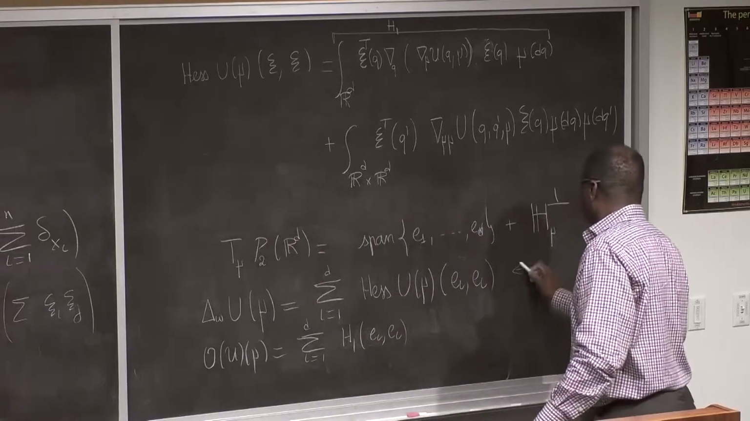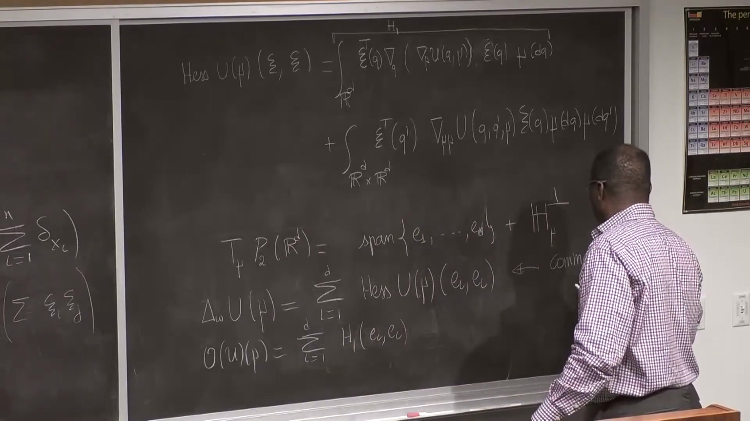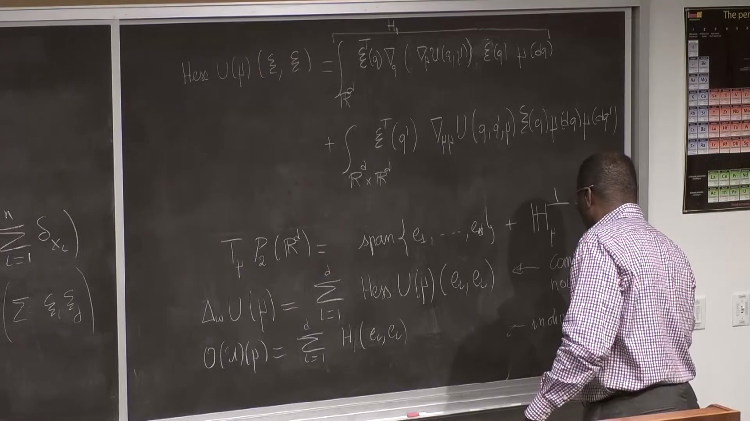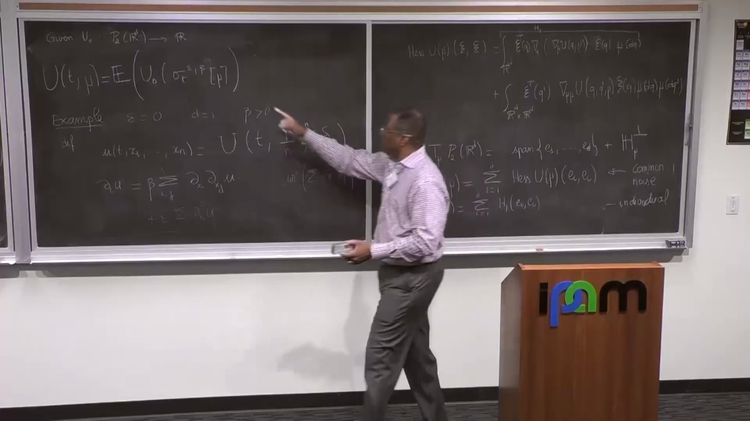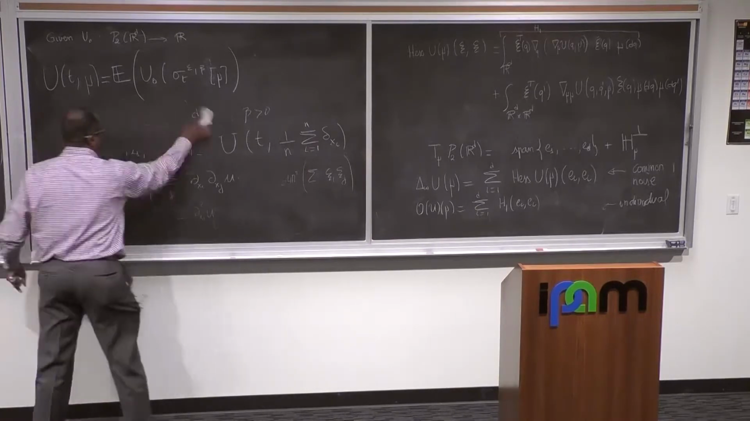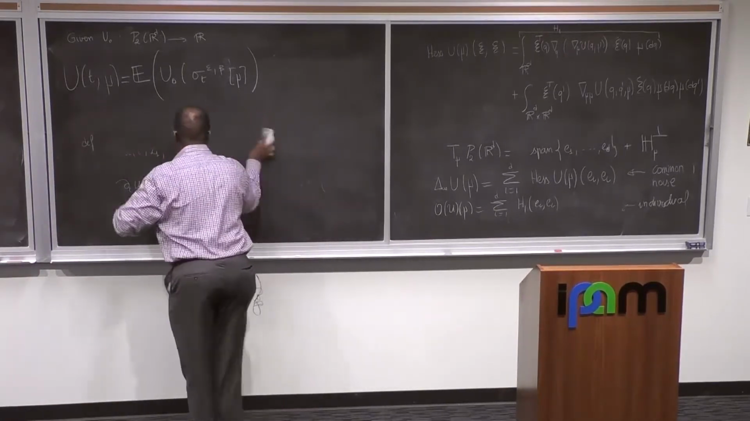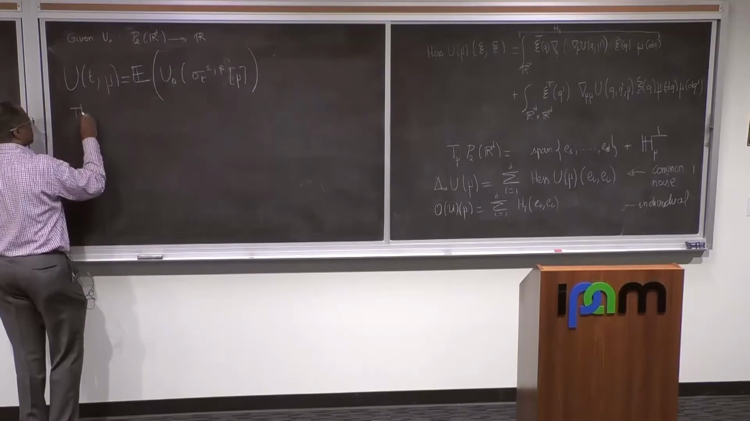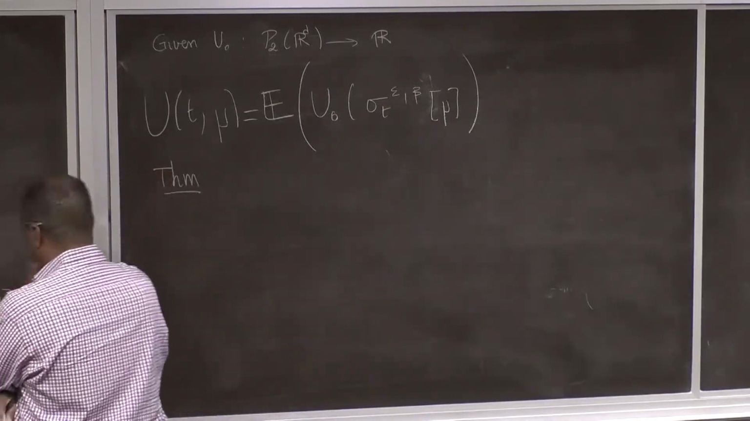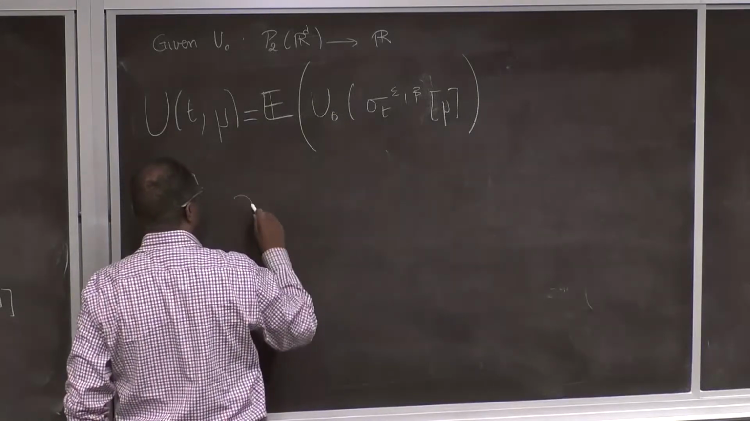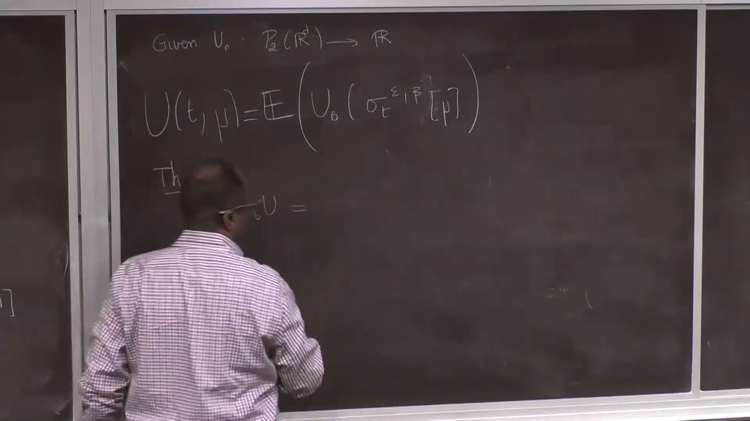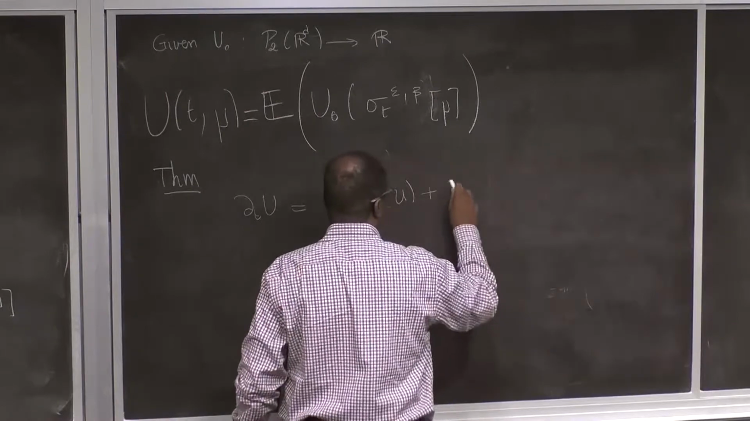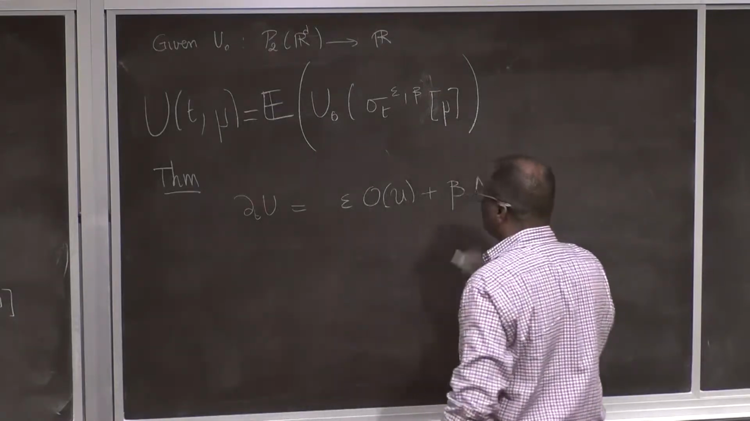So this is the common noise, and this is the individual noise. So now let me state a theorem about this. If I define U to be that, theorem: the partial derivative of U with respect to time is epsilon O of U plus beta versus Laplacian of U.